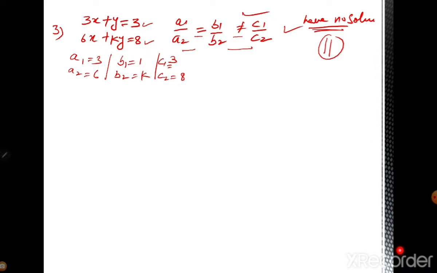Now we'll substitute these values in the condition. So we get 3 upon 6 is equal to b1 upon b2, that is 1 upon k, is not equal to c1 upon c2, that is 3 upon 8. Here we have to find the value of k, so we'll go with only the first condition. As we know, 3 ones are 3 and 3 twos are 6, so by cross multiplying we get k is equal to 2.